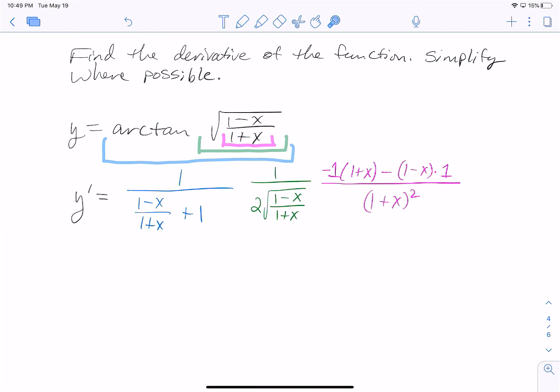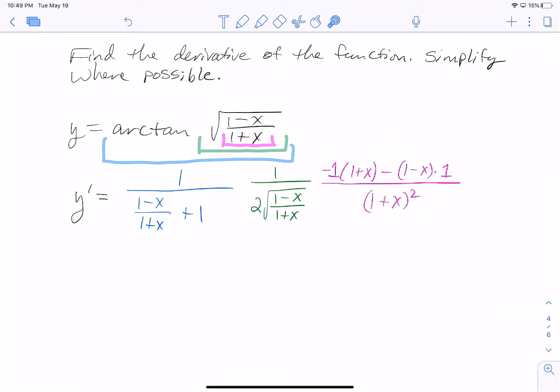I'm just going to make sure you're on the right track here. We've got an outside function, which is the arctangent, an inner function, which is the square root, and then an inner function, which is a quotient. For the arctangent, we have 1 over the argument squared plus 1, so 1 over the fraction (1 minus x over 1 plus x) plus 1. We lose the square root when we square. The derivative of the square root is going to be 1 over 2 times the square root. And then the derivative of the inside function, this 1 minus x over 1 plus x, is going to require a quotient rule.